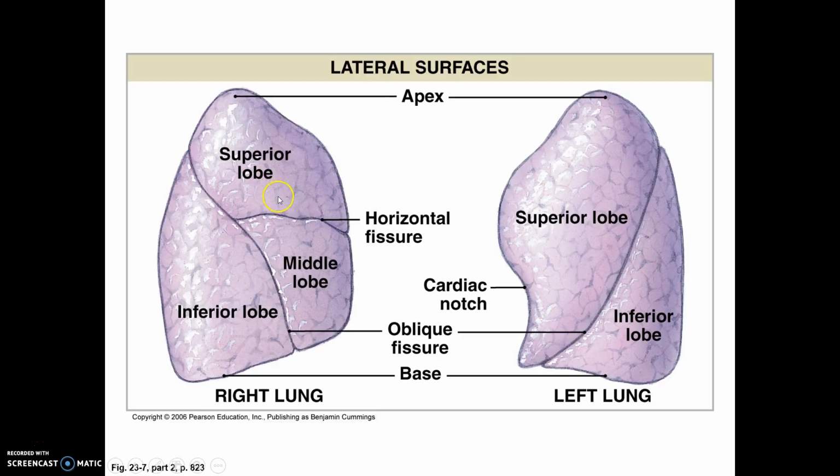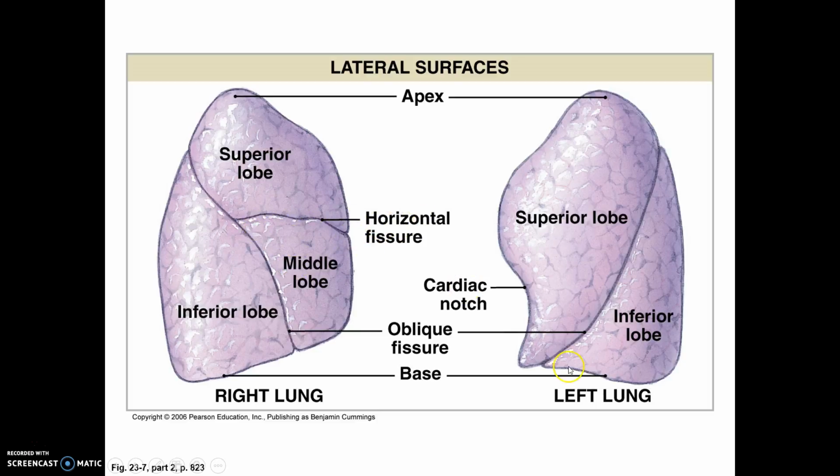So we actually have 3 lobes or sections of the lung on the right lung, but only 2 sections of the lung on the left lung. And we actually have a little area here that the heart kind of sits against called the cardiac notch on the left side. So what separates these lobes are little separations called fissures.